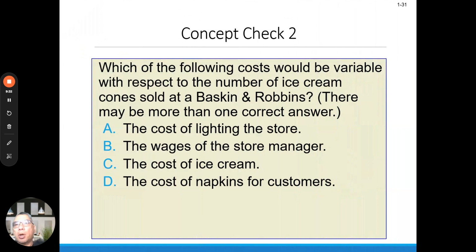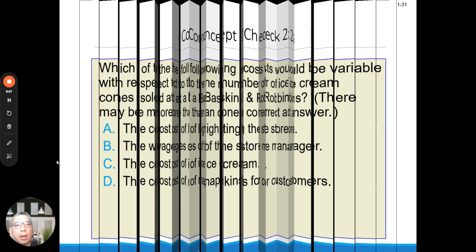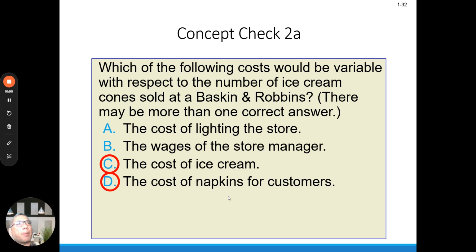Concept check number 2. Which of the following costs would be variable with respect to the number of ice cream cones sold at Baskin Robbins? There may be one or more correct answers. A, the cost of lighting the store; B, the wages of the store manager; C, the cost of ice cream; D, the cost of napkins for the customers. Remember, variable cost with respect to the number of ice cream cones. So it will be the cost of ice cream and the cost of napkins. Those are the related variable costs.